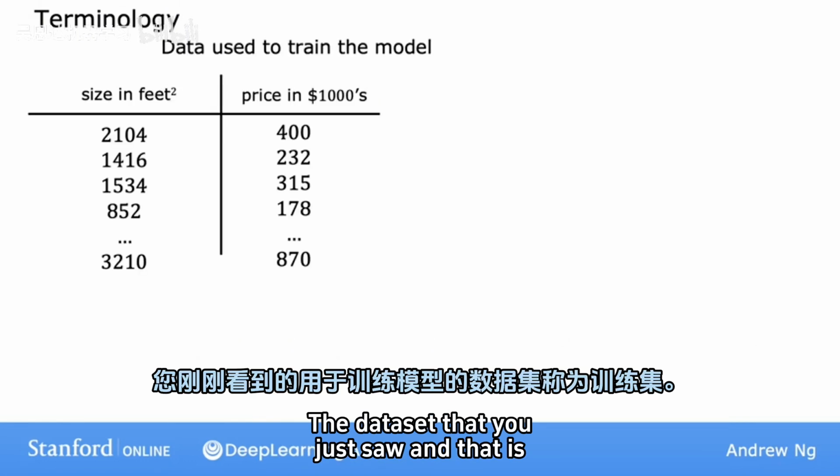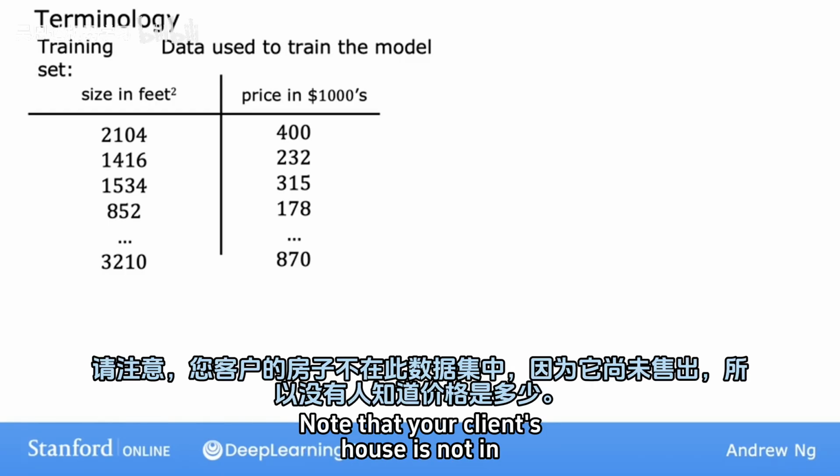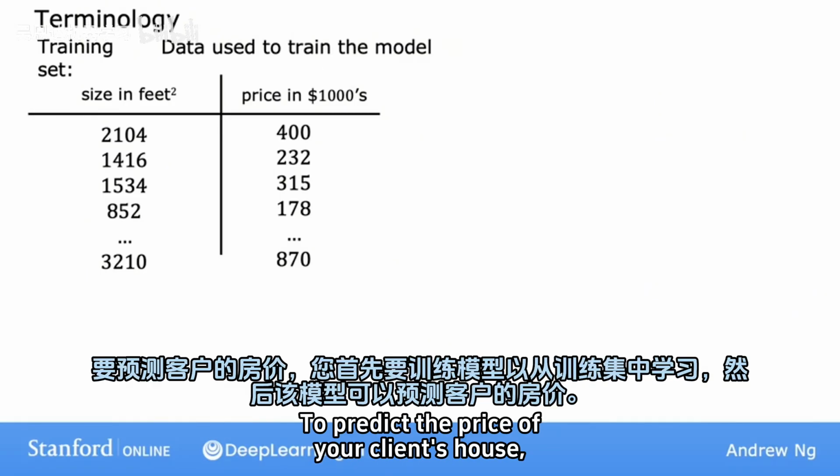The dataset that you just saw and that is used to train the model is called a training set. Note that your client's house is not in this dataset because it's not yet sold, so no one knows what its price is. So to predict the price of your client's house, you first train your model to learn from the training set, and that model can then predict your client's house's price.